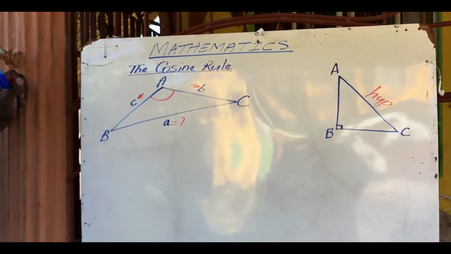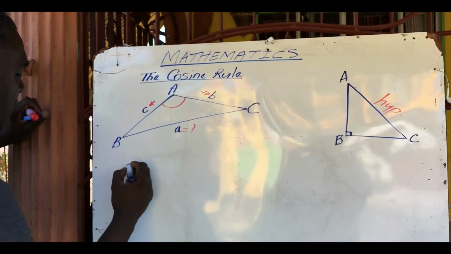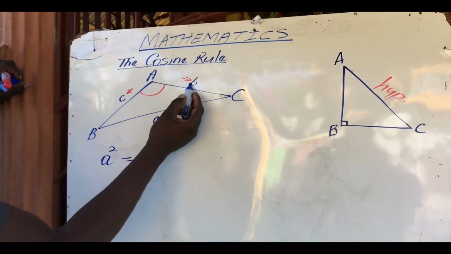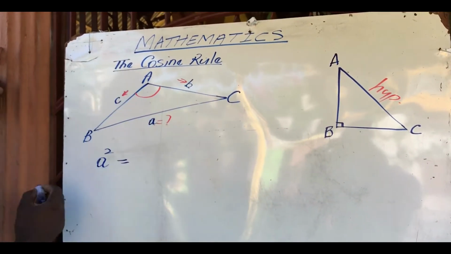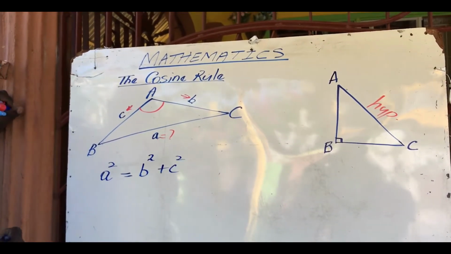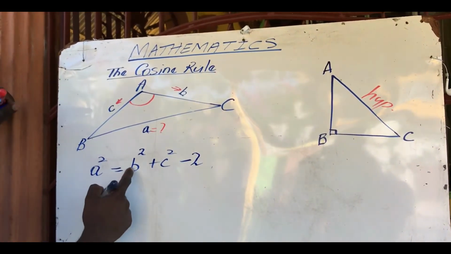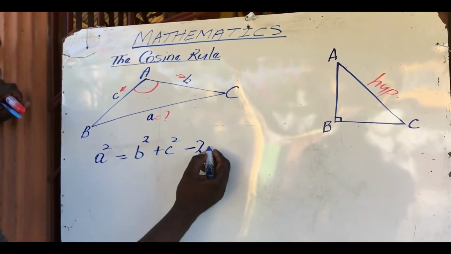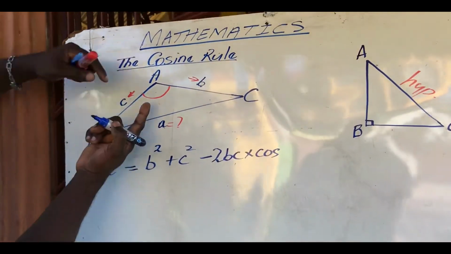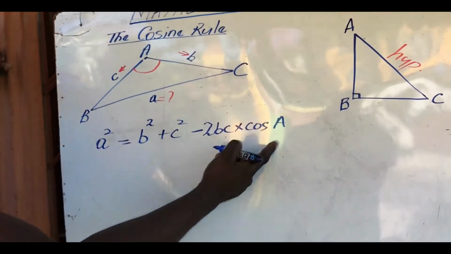Using the cosine rule, if we want to find side A, we write the square on the side that we want to find equals the sum of the squares of the two sides bordering this angle. These two sides are b and c, so we write b squared plus c squared, and then we subtract 2 times the product of the two sides. So it's minus 2bc times the cosine of angle A. And this is the cosine rule.